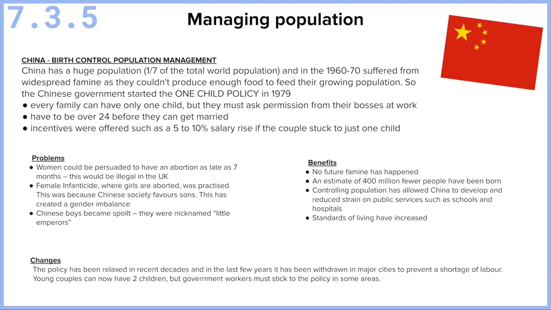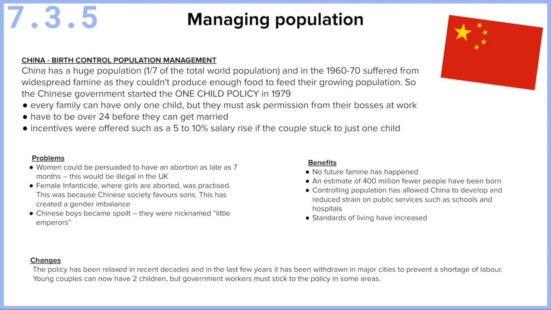There were benefits from this policy though. It did produce desired results. It reduced the increase in population. China hasn't suffered from a famine since. It's introduced 400 million fewer people to their society. And controlling the population has allowed China to develop and reduce the strain on public services such as school and hospitals, and it's become one of the most dominant economic forces today. And the standard of living of the people of China has increased.